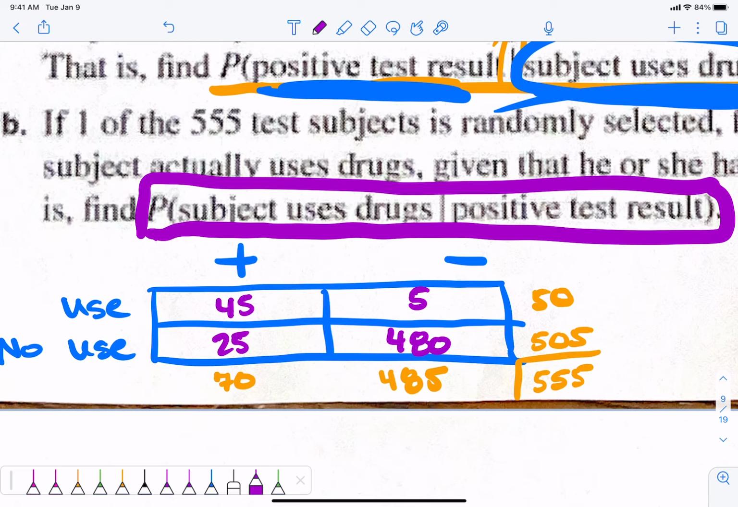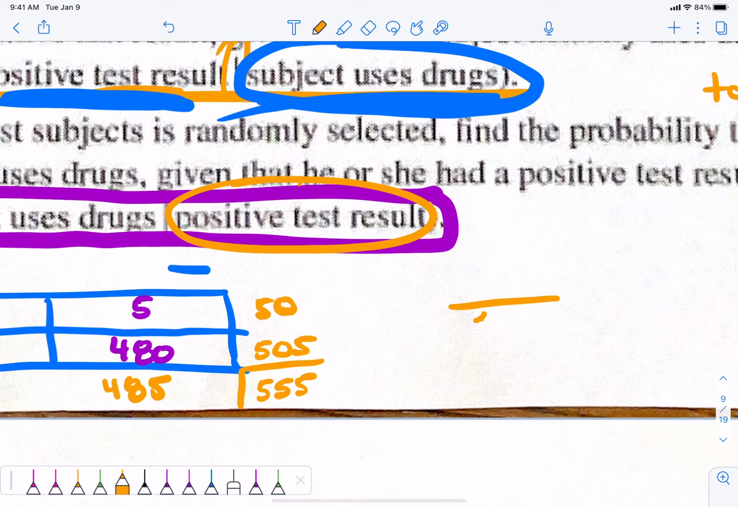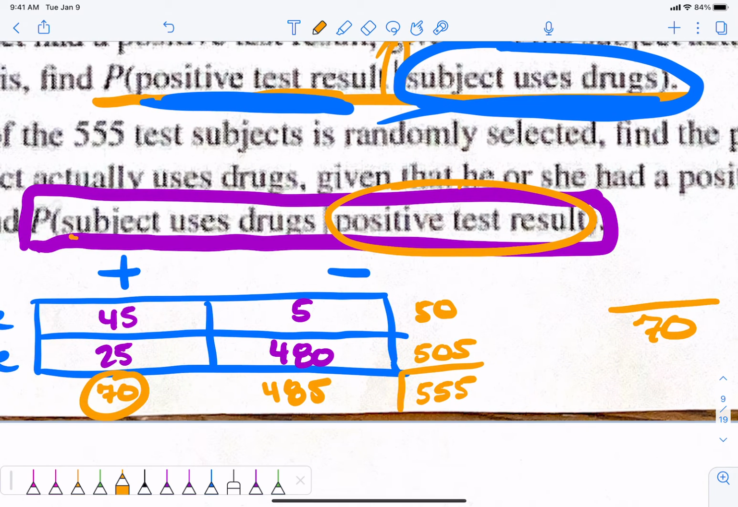Okay, we're not looking at everybody. We're not looking at all 555 people. We're only looking at the positive test result people. How many were the positive test result people? 70. That is my new bottom number. It's not 555 anymore. It's out of 70, okay? Now, out of those 70, how many use drugs?